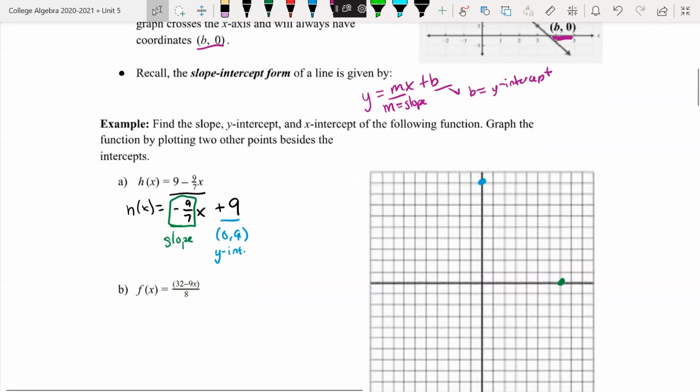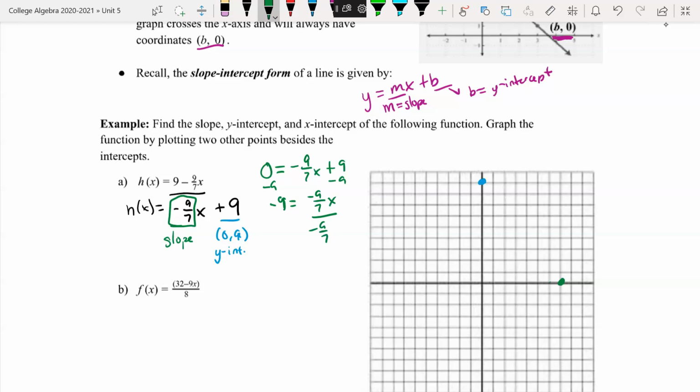I don't know if you noticed this, but whenever we plot that other point using our slope, that also ends up being our x-intercept. So you can find the x-intercept by plugging in 0 for the h of x and solving. So if I do that, divide by negative 9/7, divide by negative 9/7, x equals 7. So my x-intercept is 7, aka where we plotted the point. So now I can connect those two, and that would be my linear function.